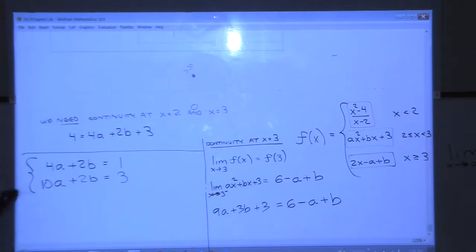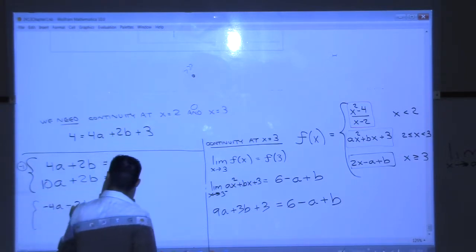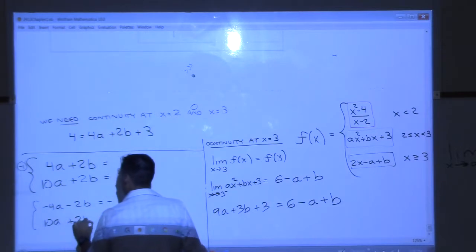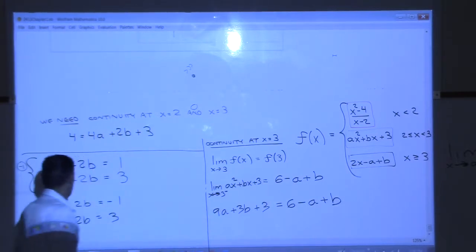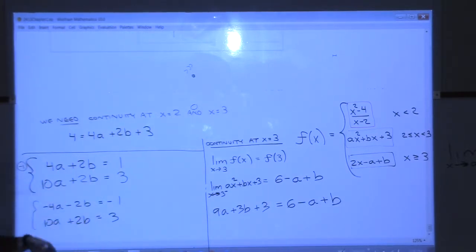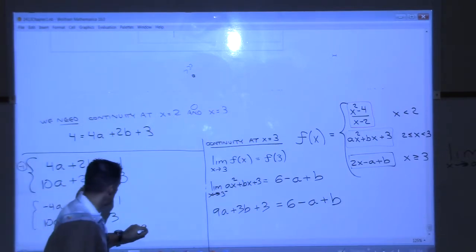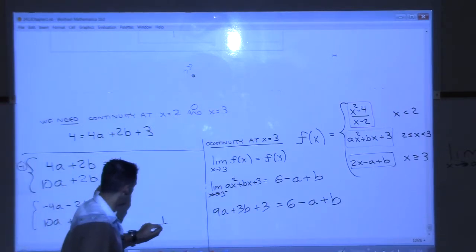We'll do it rapidly. Multiply the top one by -1. We get a new system. -4a minus 2b equals -1. 10a plus 2b equals 3. And now we add straight down. So add down, add down, add down. What do we get here? 6a equals 2. And solving that for a, you get a is 2/6 or 1/3.